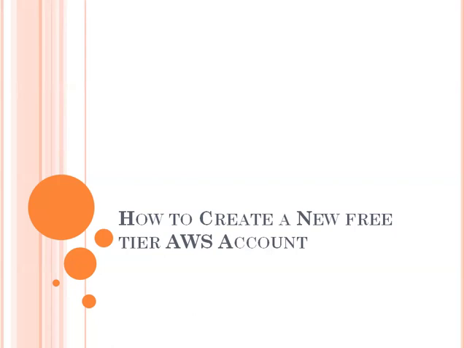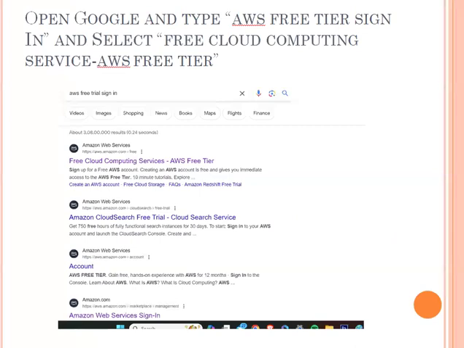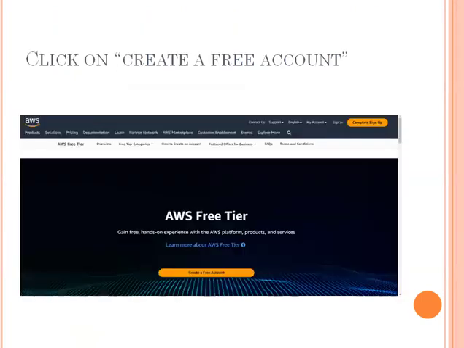First, open Google and type free tier sign in. Whenever you type AWS free trial sign in on Google and press enter, you will find these URLs and names. From there, you can select the one named AWS free tier, or https://aws.amazon.com/free. Then you need to open it, and you will find this page.